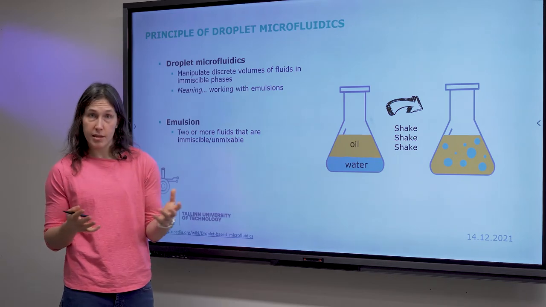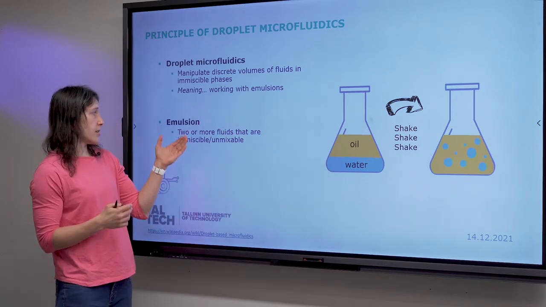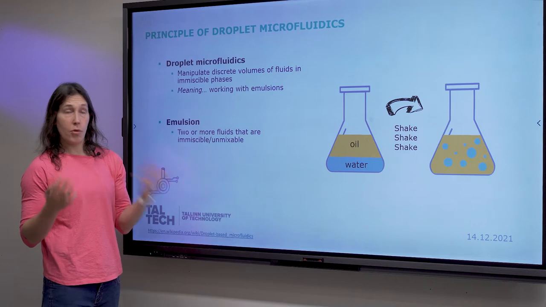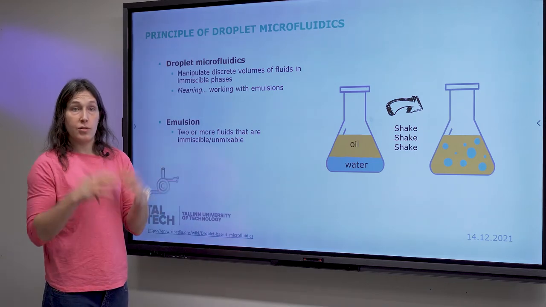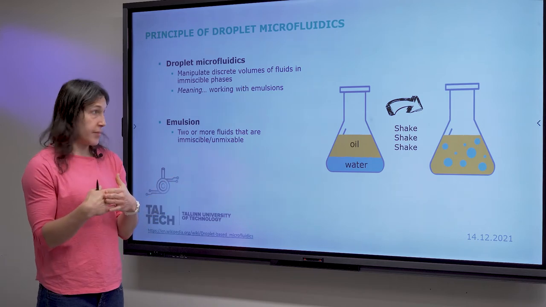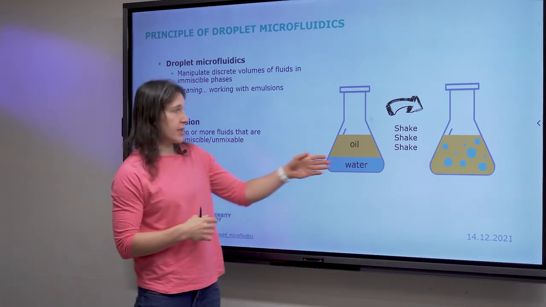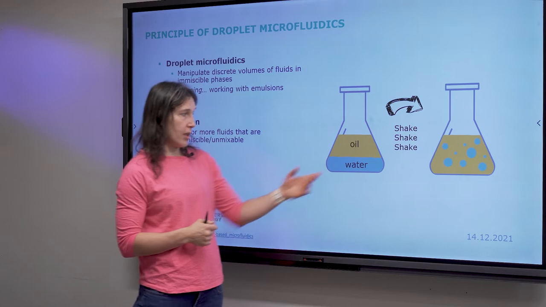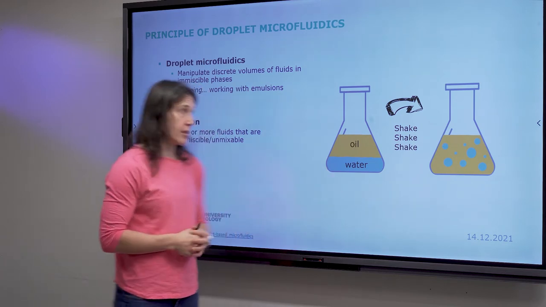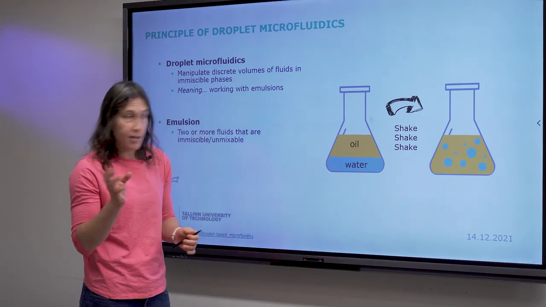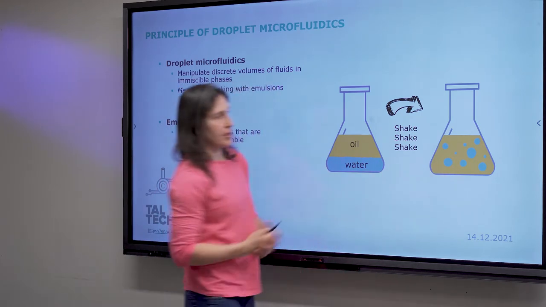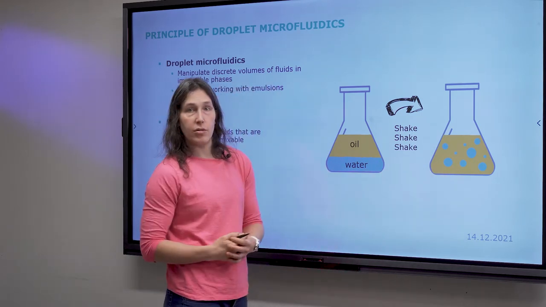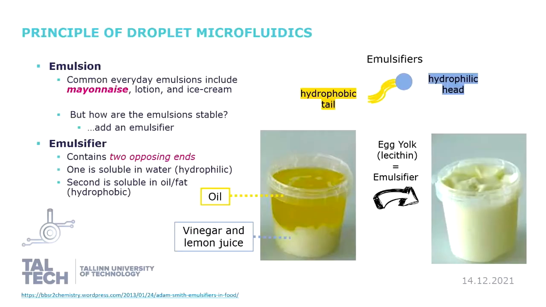But what are emulsions? Well, an emulsion is two or more fluids that are immiscible. That means two or more fluids that don't mix. So a very good example is if you have oil and you have water, and let's say you shake it a little bit, and then you get these kinds of water in oil droplets, different sizes.